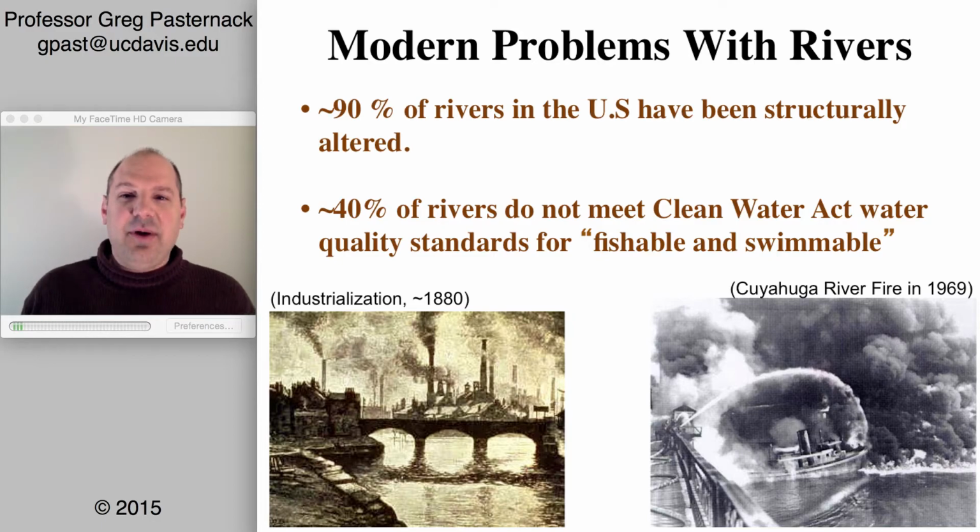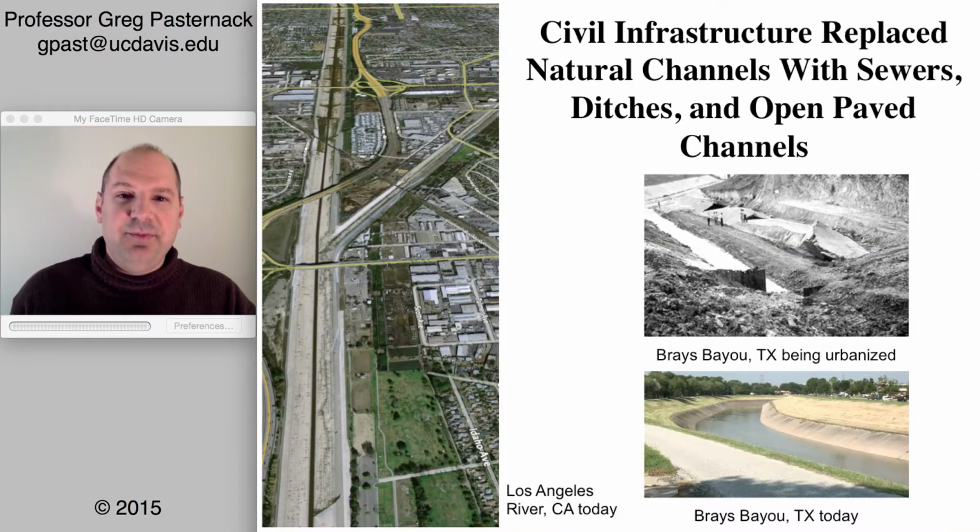When we look specifically at rivers, as I'm going to do in this video podcast, we have two major problems that drive the rest. First, 90% of the rivers, and I'll of course use the United States for example, but this is true worldwide, have been structurally altered. Levees, in-channel mining, damming, and so forth. Also, in the United States today, about 40% of the rivers do not meet Clean Water Act water quality standards for fishable and swimmable. So even though we've come off the precipice from the worst case scenarios, we still have vast amounts of chemical pollution.